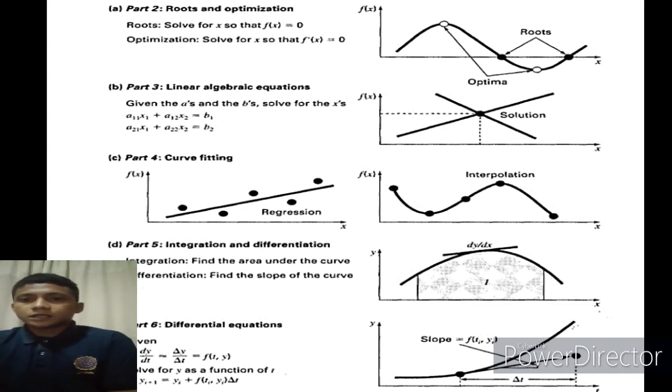Part 6. Differential equations. Given dy over dt is equal to change of y over change of t is equal to f of t and y. Solve for y as a function of t. y at i plus 1 is equal to y at i plus f of t and y times change of t. That's all for chapter 1.